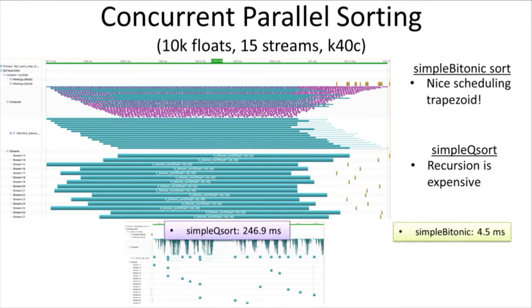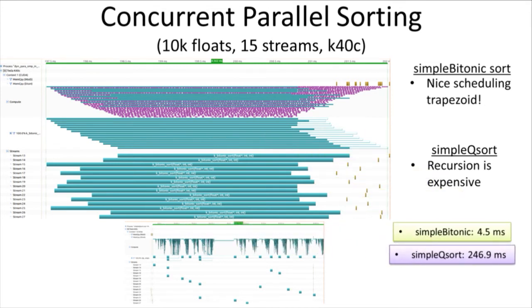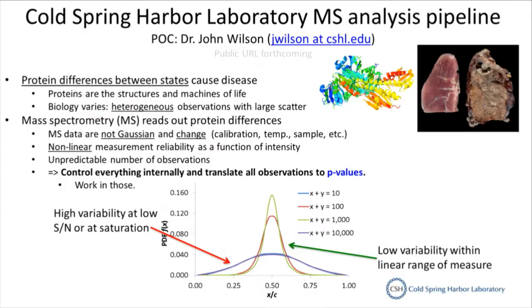And here are some numbers. A simple bitonic sort on 10,000 floats using 15 streams on a K40 took 4.5 milliseconds, using this absolutely simple bitonic sort without any shared memory optimization or anything else like that. And the simple qsort took significantly longer, 60 times longer. So it reinforces the point: you want to do iteration. So let's now look at how we actually apply this to our computations.